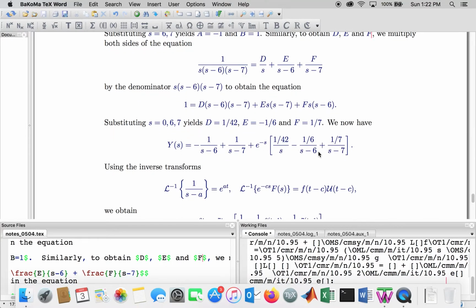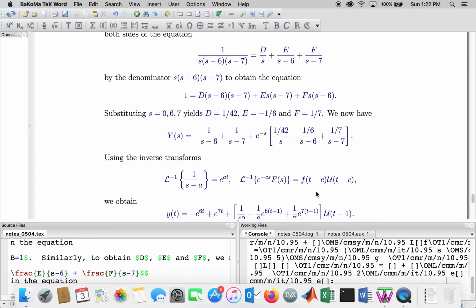But for this part, because I have this exponential, I need to use this rule. So I need to take into account that c is equal to minus 1, and whatever I get will be multiplied by a unit step function, u of t minus 1. And then whatever functions of t these transform back to, I have to remember to shift. So whatever function of t I get, I must replace with t minus 1.